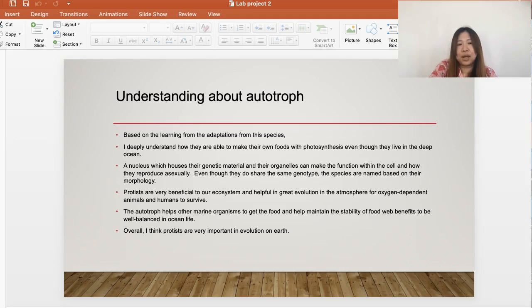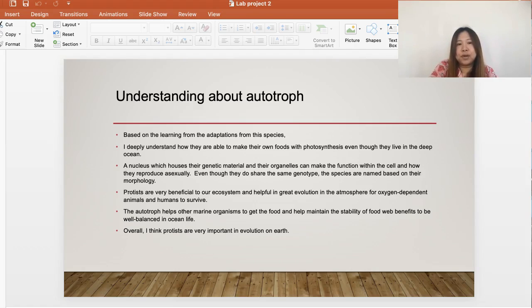Based on learning about the adaptations of this species, I deeply understand how they are able to make their own food with photosynthesis, even though they live in the ocean. And then, as we know, protists are not considered either animals or plants, but they do have a nucleus. A nucleus houses their genetic material, and their organelles carry out their functions within the cells and how they reproduce asexually. Even though they share the same genotype, the species are named based on their morphology.